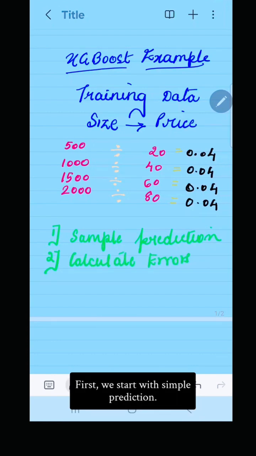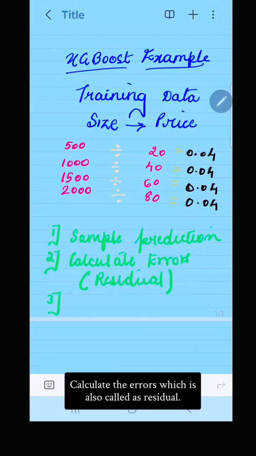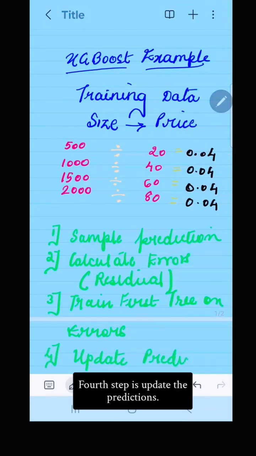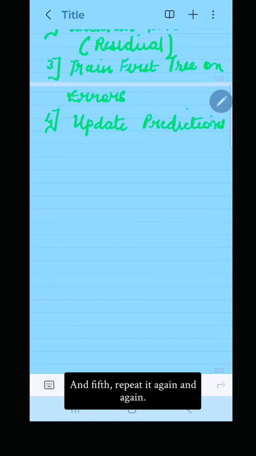First, we start with a simple prediction. Second, calculate the errors, which are also called residuals. Third step is train first tree on errors. Fourth step is update the predictions. And fifth, repeat it again and again.